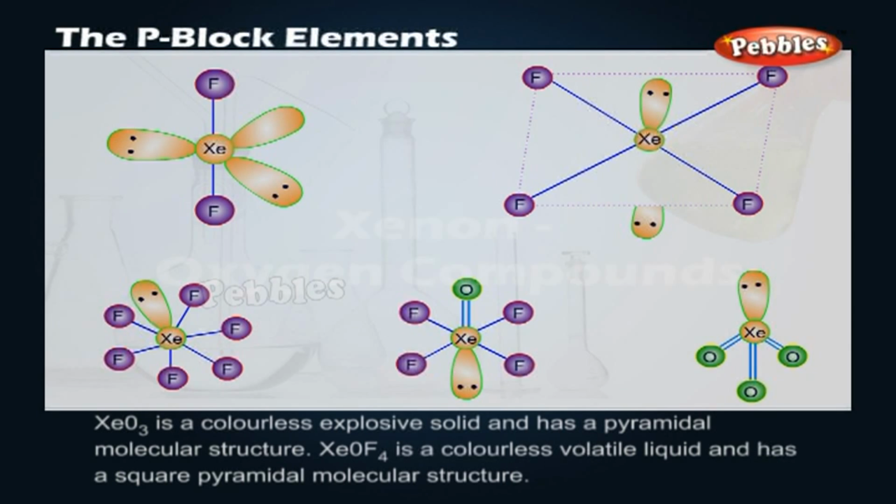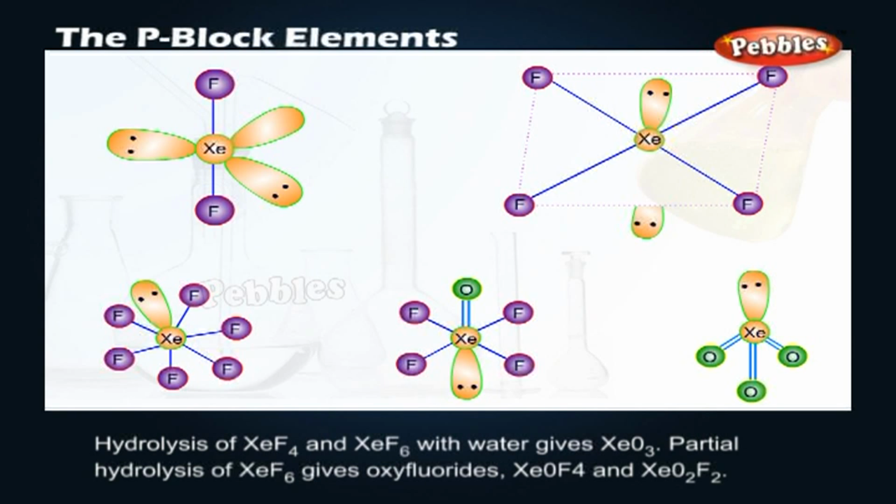Xenon oxygen compounds. XeO3 is a colorless explosive solid and has a pyramidal molecular structure. XeOF4 is a colorless volatile liquid and has a square pyramidal molecular structure. Hydrolysis of XeF4 and XeF6 with water gives XeO3. Partial hydrolysis of XeF6 gives oxyfluorides, XeOF4 and XeO2F2.